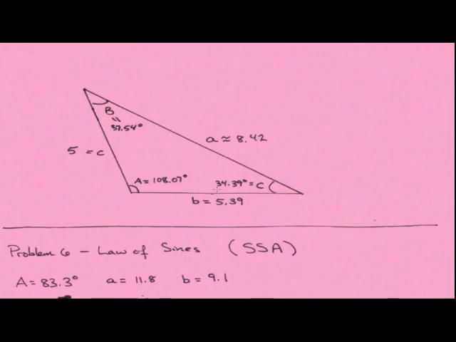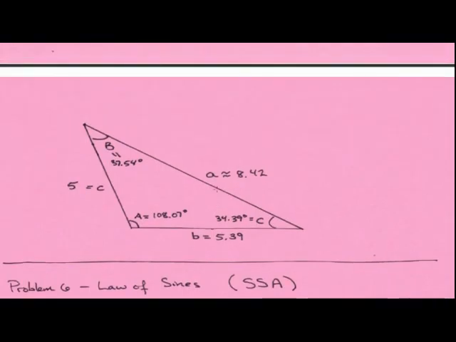And so what does this triangle end up looking like? Well, we have angle A, which we found was 108.07. We found side A, which was about 8.42, and side B, which was 5.39.